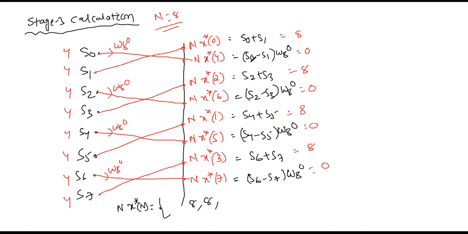After that 2. 2 means 8. 3. 3 means it's 8. Then 4. 4 means 0. 5 means 0. 6 is 0 again. And finally 7 also 0. After that what to do? Take conjugate on both sides. It is all real numbers, no problem.